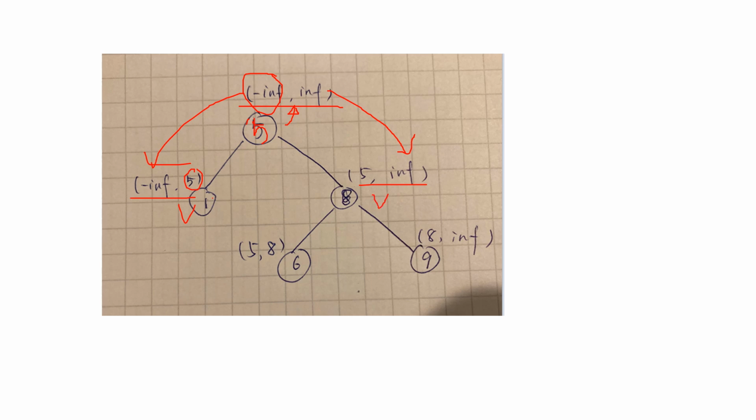Then we keep doing this for all the nodes, traversing the whole tree, and after we finish, if all the nodes satisfy their range criteria, then we have a valid binary search tree. If one of the nodes violates this constraint, then it's not valid. So this is the proper way to figure out if the tree is a valid binary search tree or not.